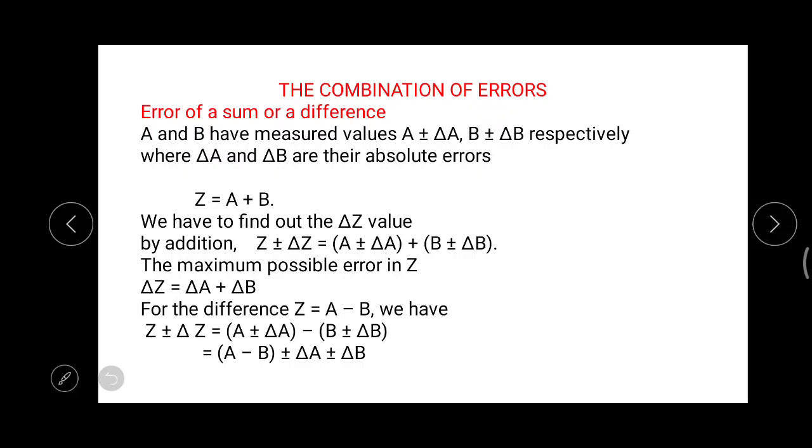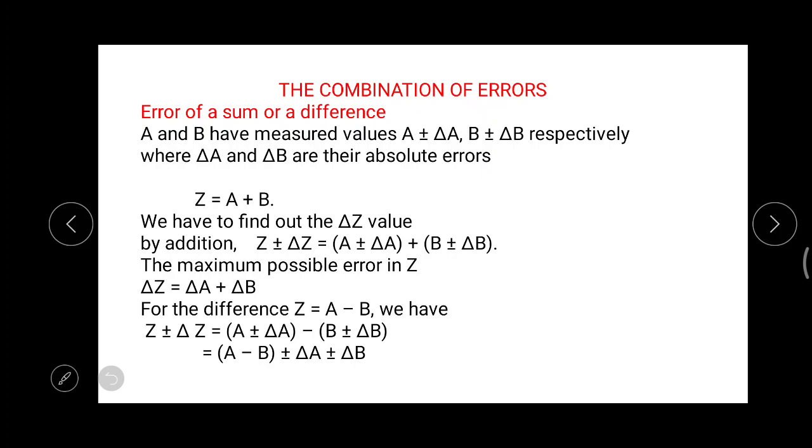Hi dear students. In the last class we discussed the errors, that is the absolute error, mean absolute error, then percentage and relative error. Now in this section we are going to discuss the combination of errors.